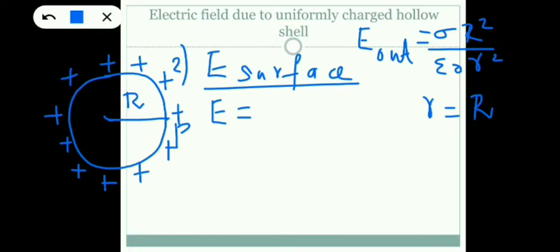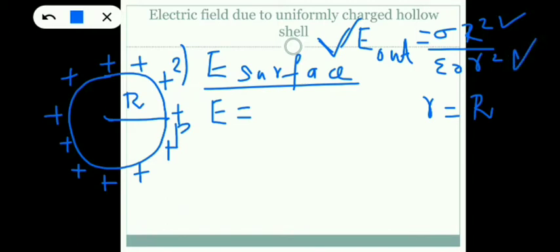Because the distance between the point that we are considering to construct a Gaussian surface is small r, and in this case small r is equal to the radius of the shell, capital R itself. So we know the expression for electric field intensity outside the shell. What is that? E out is equal to sigma R square by epsilon naught r square. So if you want to find out electric field intensity on the surface of the shell, just substitute small r equal to capital R in this expression.